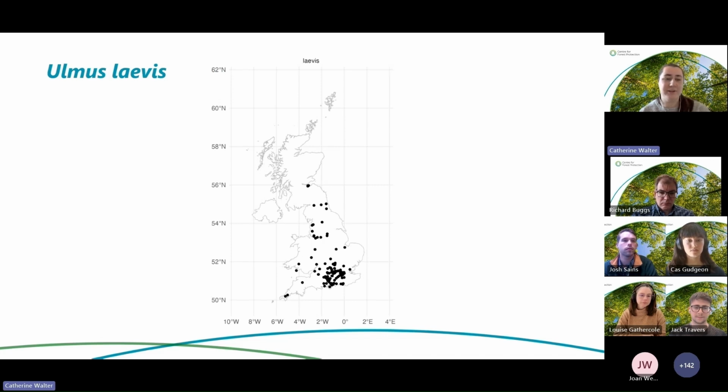To follow on from what Joan was saying earlier about Ulmus laevis, although this is an introduced European elm, it has been more widely distributed compared to the other introduced species, and this is because of its incorporation into elm planting projects. So over half of these trees shown on this map here were planted in the last 10 years due to its unattractiveness to the beetle.